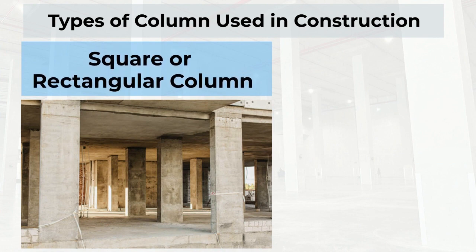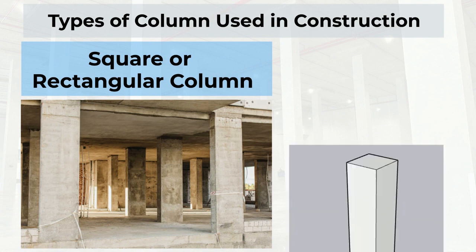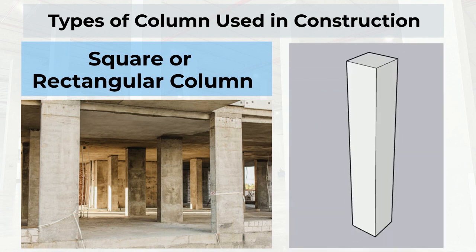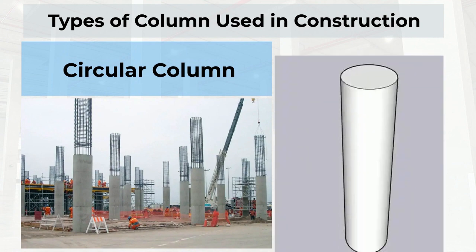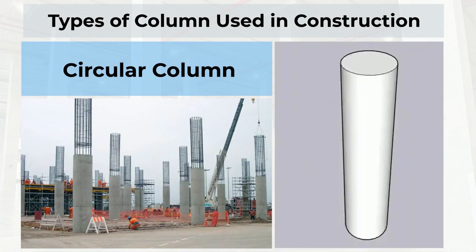Square or rectangular columns are mostly used in building construction. These types of columns are economically good and easy to construct because of their easy shuttering and reinforcement placement. Circular columns are mostly used in the piling and elevation of buildings for aesthetic purposes. Other than buildings, circular columns are mostly used as bridge pillars due to good resistance against deflection.